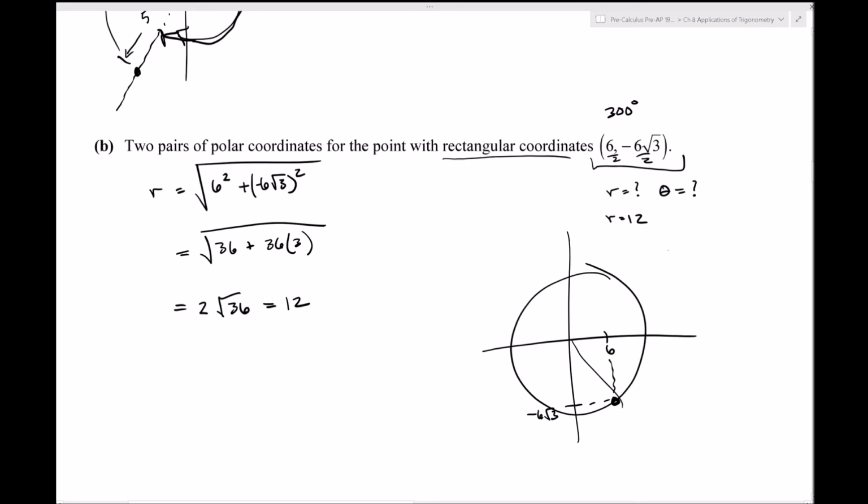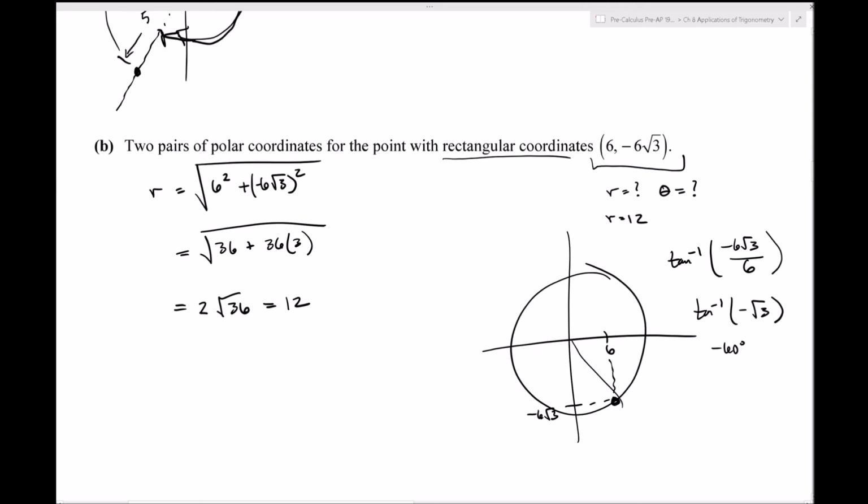So then you're going to have to take inverse tangent of, you take the y coordinate, negative 6 square root of 3 over 6. And disregard those 2's. You don't need those 2's. That was just speculation, and it led me to the right answer though. So then that's going to be inverse tangent of negative square root of 3.